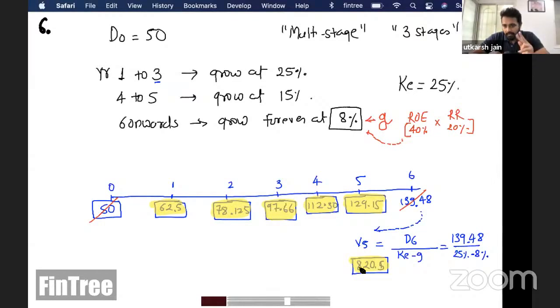Cash flow 5, I need to add up the two numbers: 129.15 plus 820.5, enter. So I'm getting a total of 949 there in cash flow 5. Then I'm going to hit the NPV button.